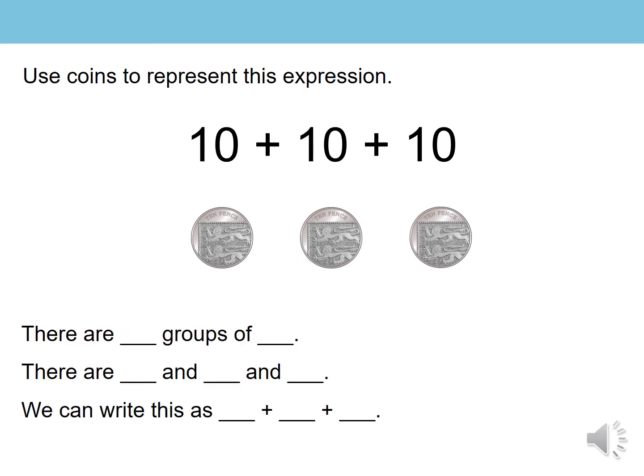There are groups of. So I have 3 groups of 10 because there are 3 10p coins. There are 10 and 10 and 10. That is our repeated number. So we can form a repeated addition number sentence and it will look like this: 10 plus 10 plus 10. That is our repeated number sentence.